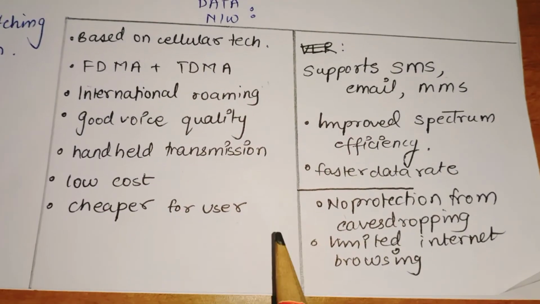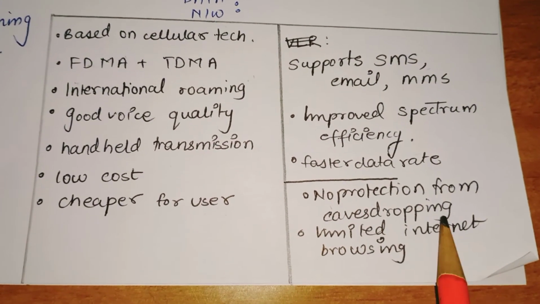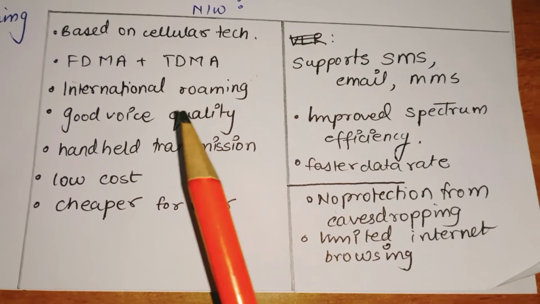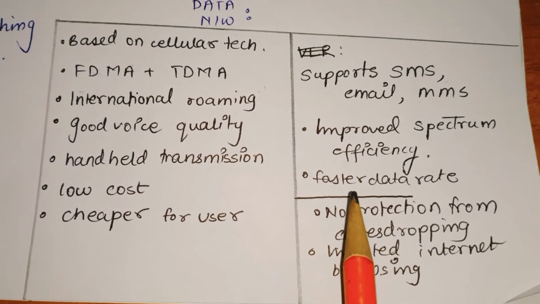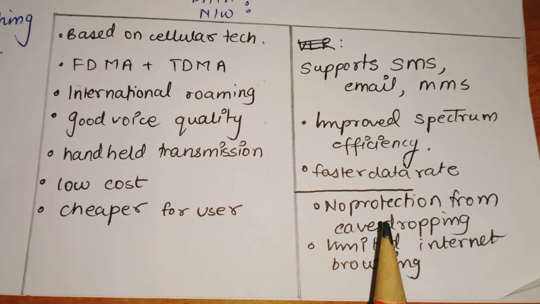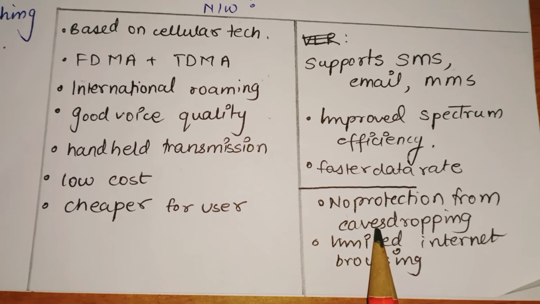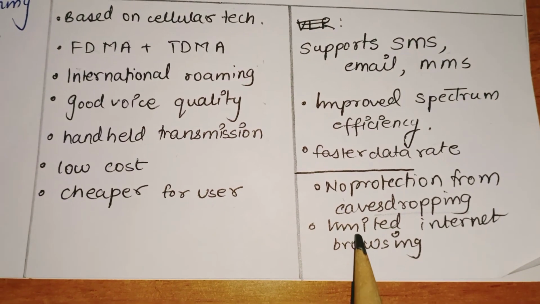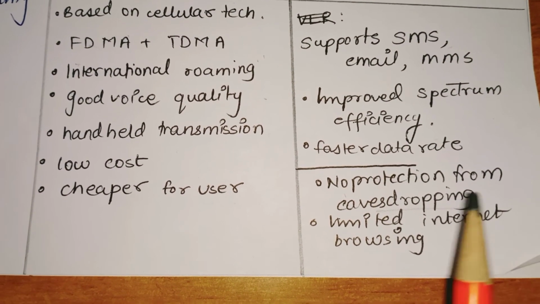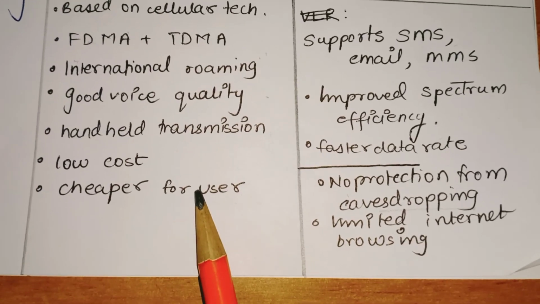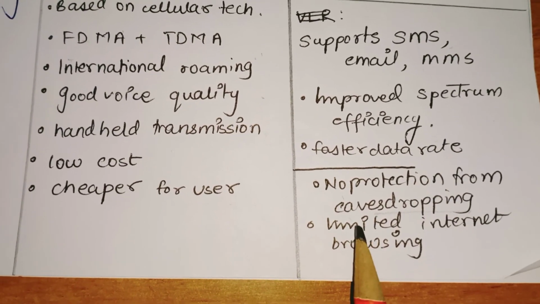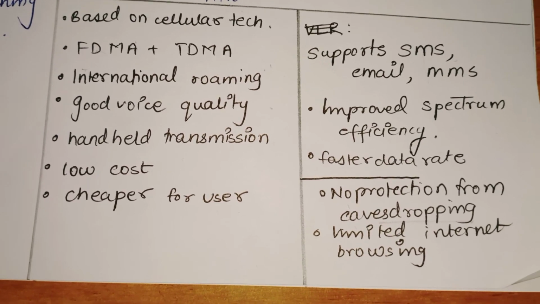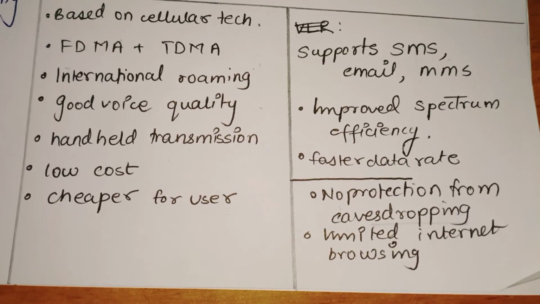Those are no protection from eavesdropping, like the public switched telephone network, right? It has a PSTN block. So there is a chance of people overhearing your phone. Not good. Then there is limited internet browsing. It supports internet, but it's not really at par with what we have today in 2020, 2021, whenever you're watching this.